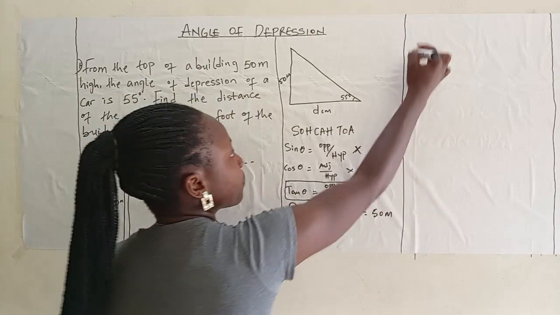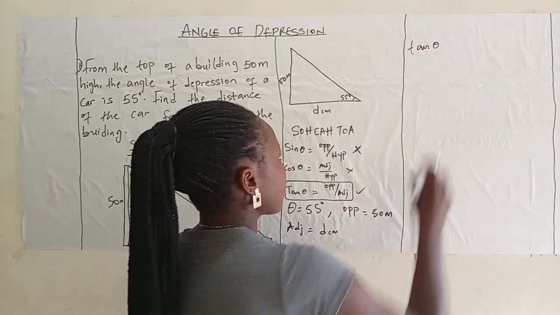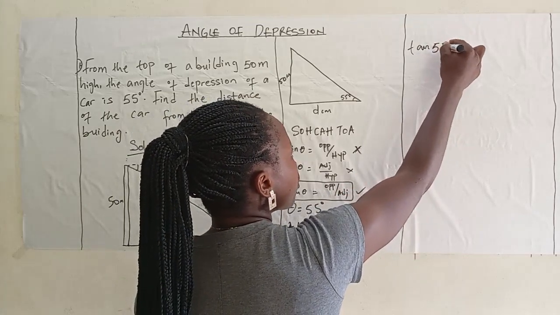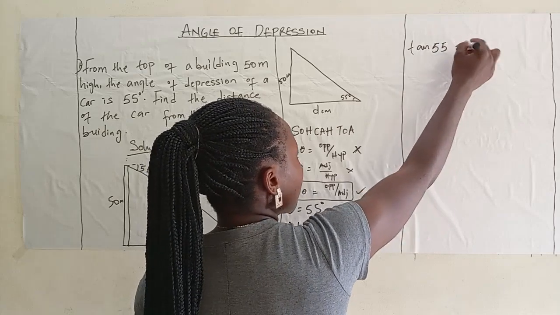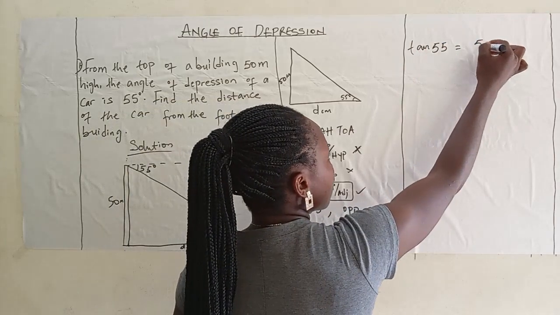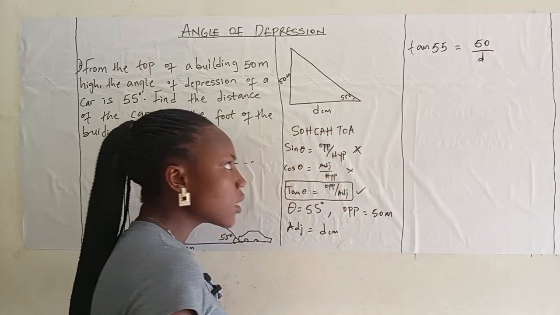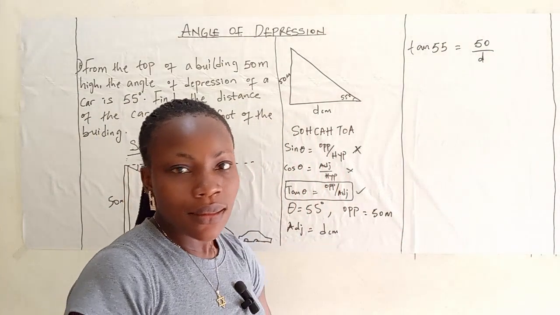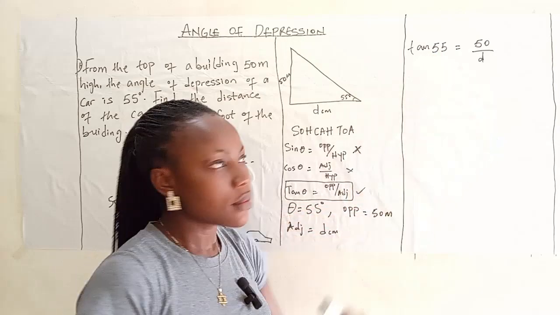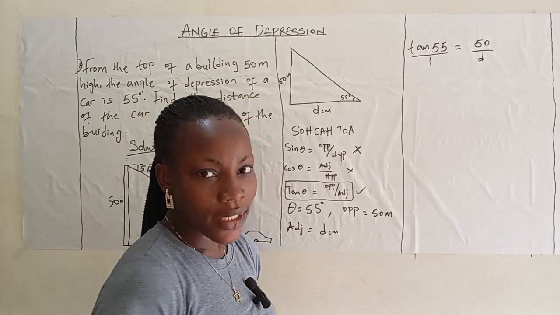So we're going to have tan theta, our theta is 55, so we are substituting it. Tan 55 equals opposite, which is 50, over adjacent, which is D. Now, know that this tan 55 is over 1. There is an invisible 1 here. This is over 1, right?